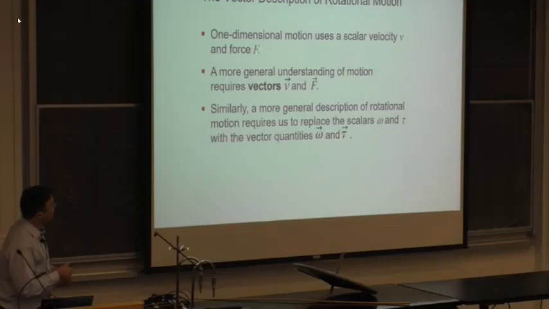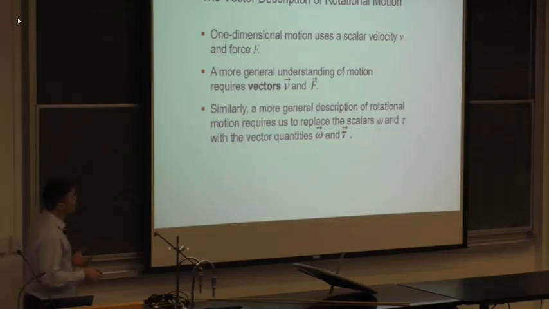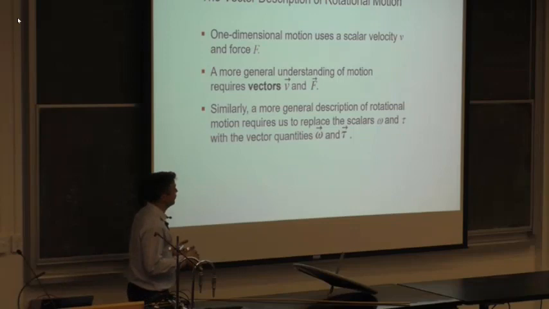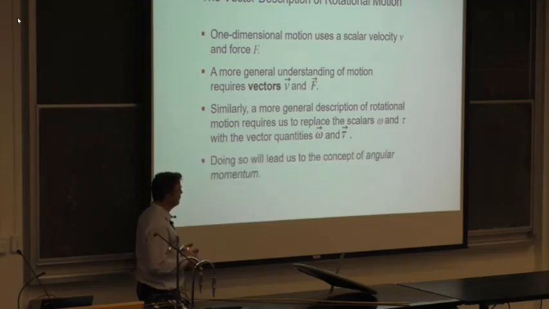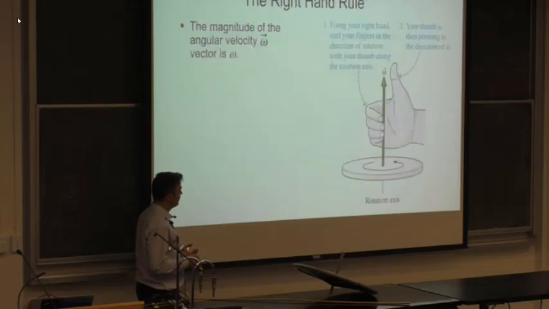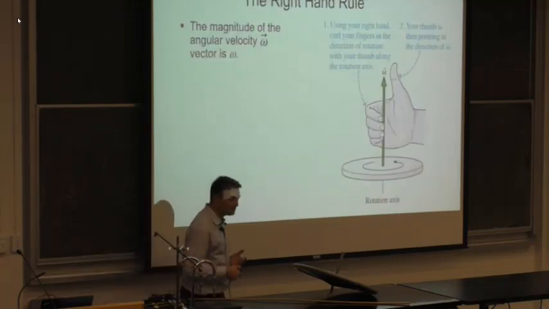We used to have vectors V and F, which give you a more general description. Similarly, for a more general description of rotation, instead of just using omega and torque, we can use this new concept, rotational momentum, with omega vector and torque vector. In order to do that, this will get us to angular momentum or rotational momentum, you need what's called the right-hand rule.